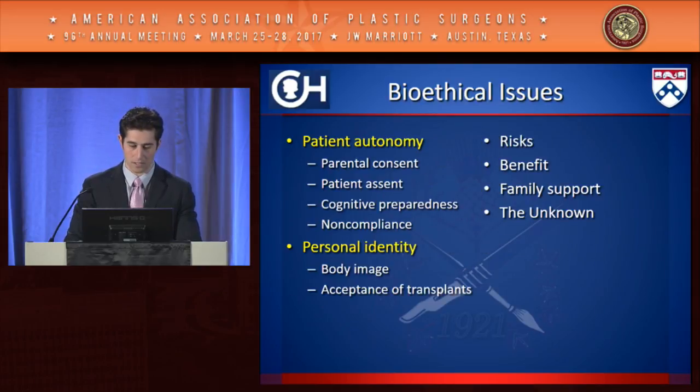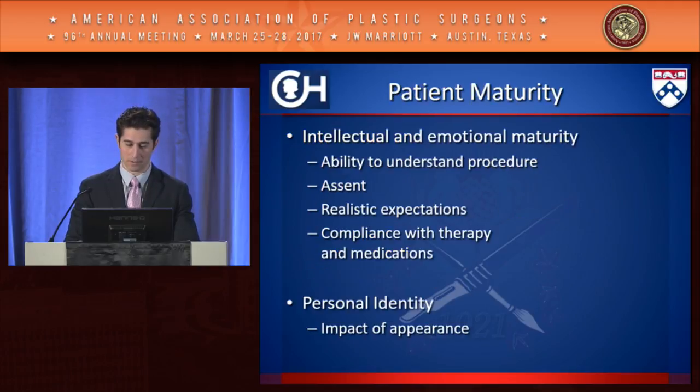The first is patient autonomy, which involves parental consent and patient assent. The ability of the patient to assent may be limited by factors such as intellectual and emotional maturity. So Zion needed to demonstrate understanding of the procedure at a very basic level and be able to assent if he wanted to. A number of dialogues took place where the patient would ask where his hands would come from, and he was reassured that no one had to die specifically for him to get hands.